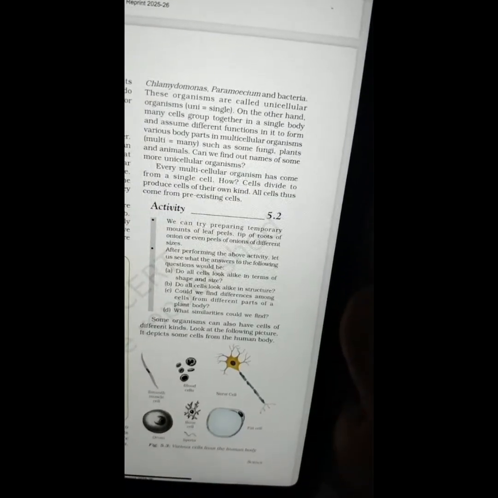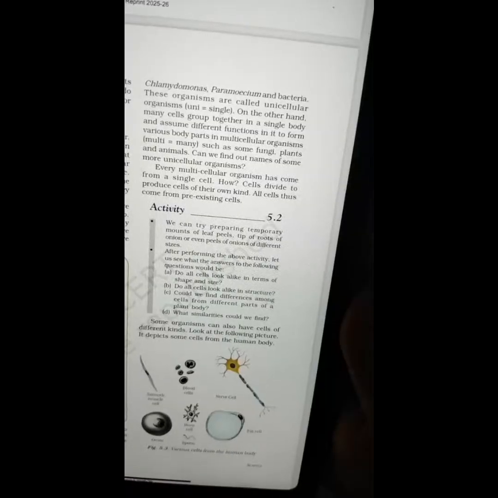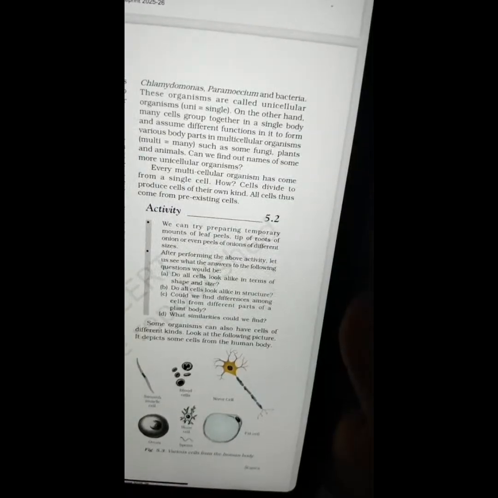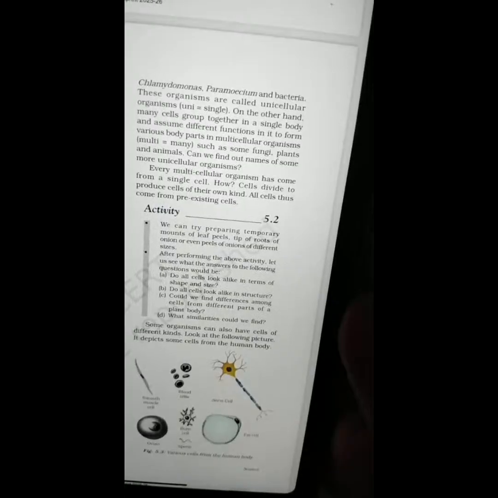Every multicellular organism has come from a single cell. How? Cells divide to produce cells of their own kind. All cells thus come from pre-existing cells.